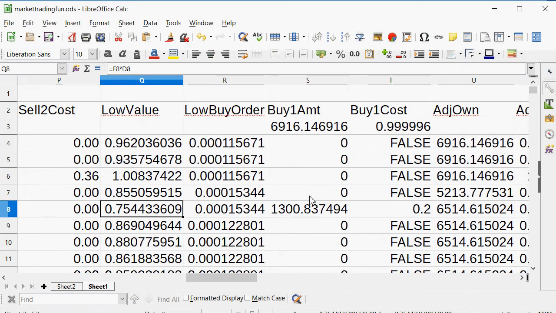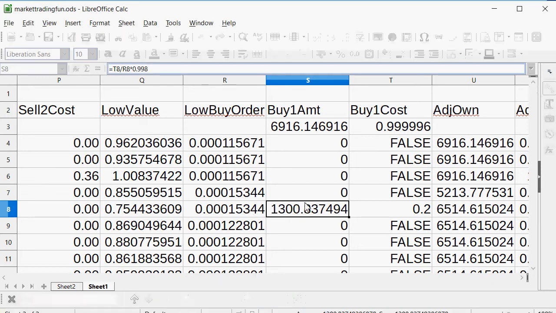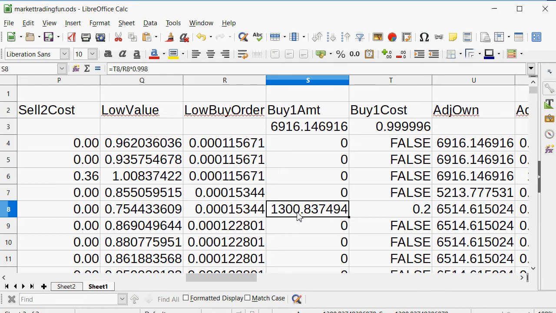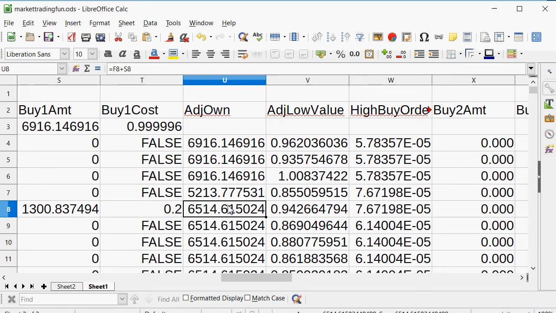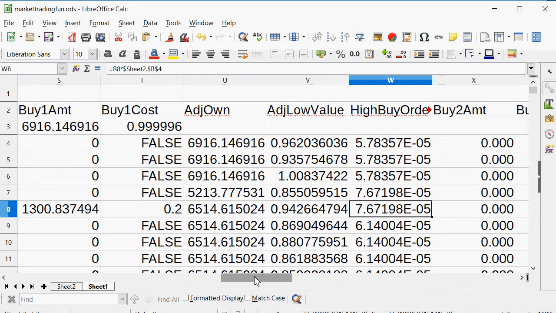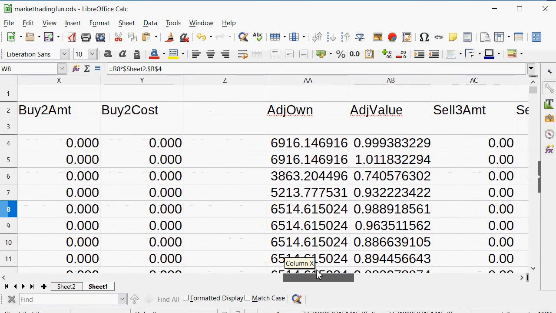then sell the 0.2. And then in here, I take this divided by the sell order, the low buy order price, and I multiply by 0.998 because of rake again. I have to pay a little bit more, so I have to subtract the 0.002. I do the same thing here. I adjust the ownership of what it would be because of the buy, the adjusted low value, and then of course the trade would come in.